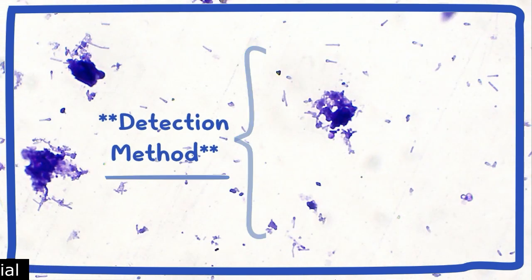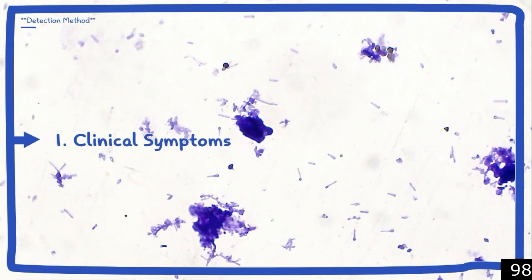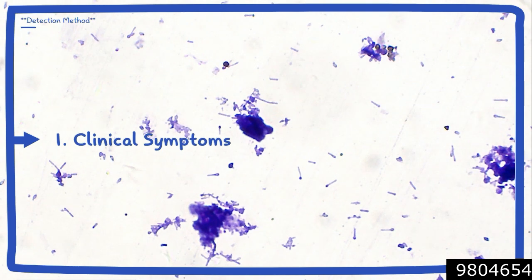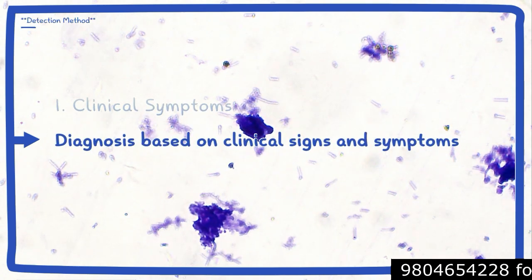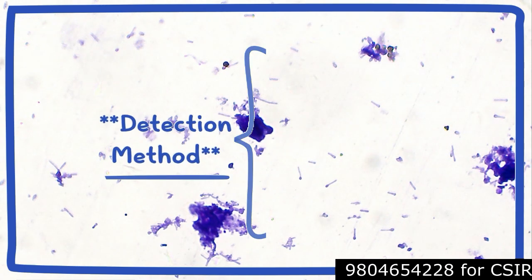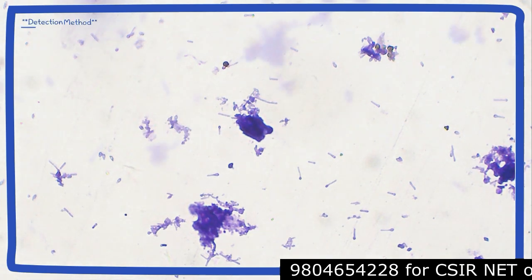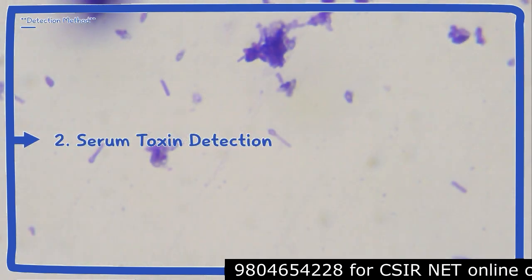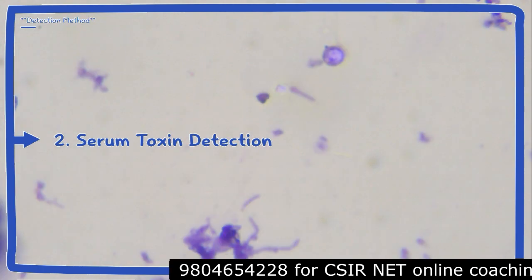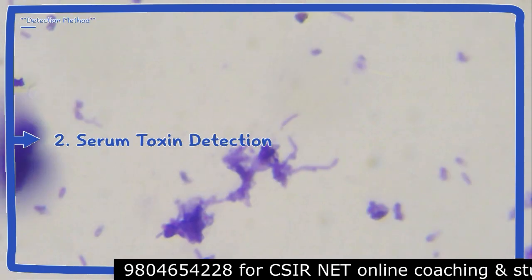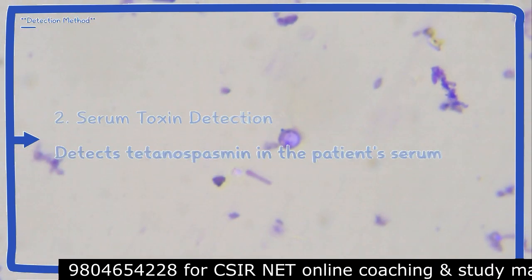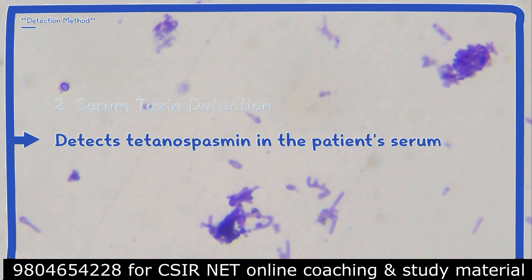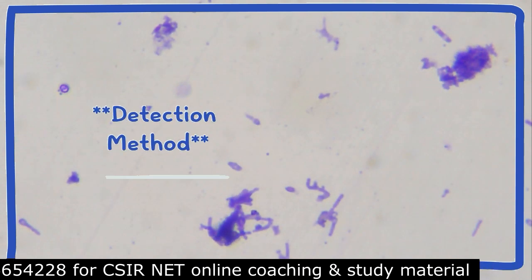The detection methods start with the clinical symptoms. The diagnosis is based on the clinical signs and symptoms, which are very common. The second type here is serum toxin detection. In the serum, we detect the presence of the tetanus toxin, which is a protein component, so we can easily detect it. Tetanospasmin can be detected in patient serum.